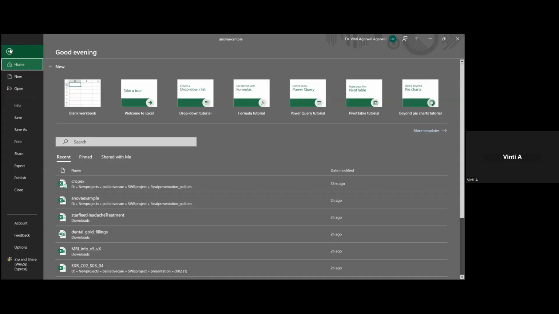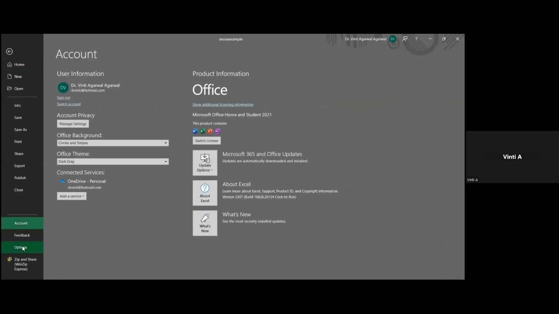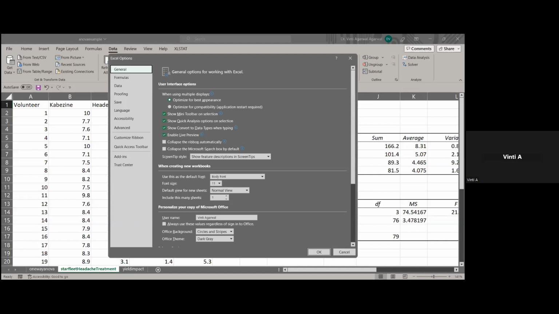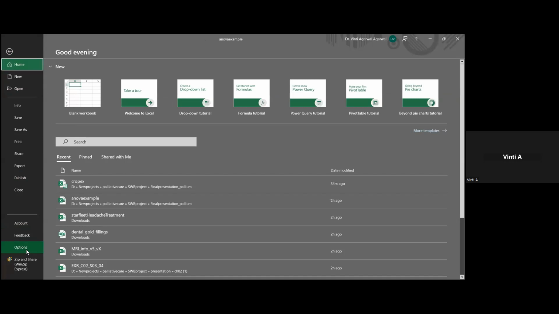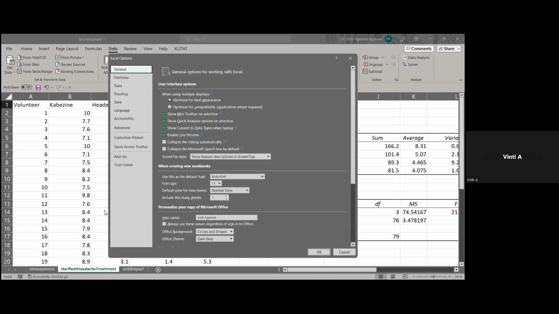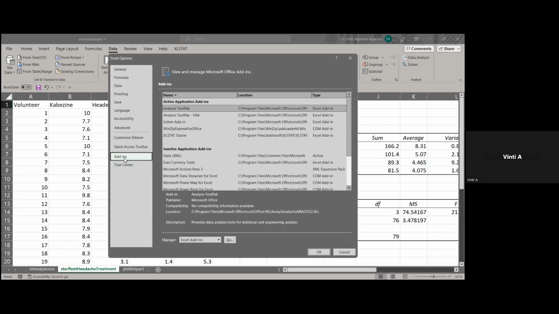If you go to Excel, click on file, and you will have something called options. Click on options. Now there is something called add-ins. You have to click on the analysis tool pack. It's a free add-on that you get with Excel, so you don't have to pay for this. You can also add solver, and just click add, and it will load onto your system.